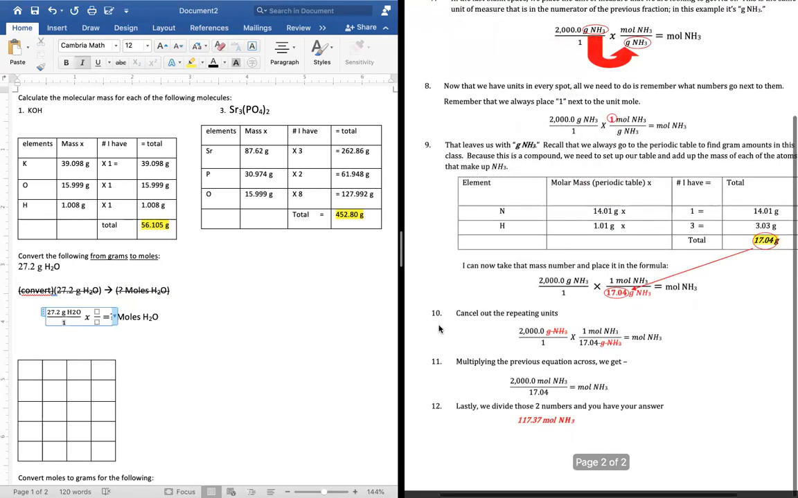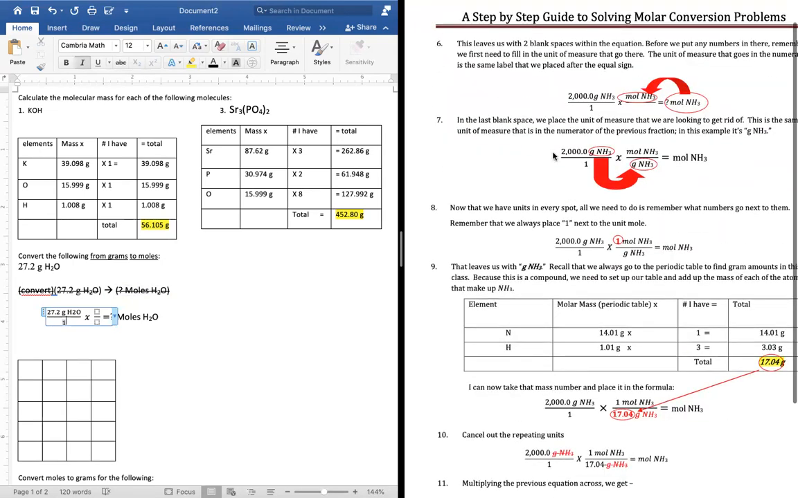Now we can go on to step 6. In step 6, this leaves us with 2 blanks, so I need to fill these in. The next thing we do, and the reason I put this down here, is because whatever this is always flips and goes into this spot right next to it. So I'm going to drop that in there. Moles of H2O is what's going to go into that spot right there. So there's step 6. Again, it's always the same. It doesn't make any difference what this word right here is.